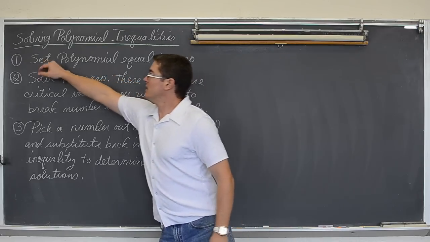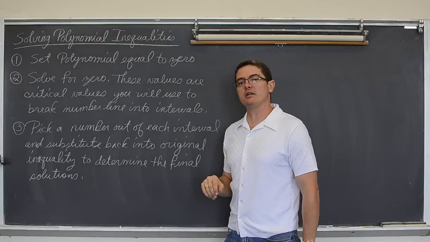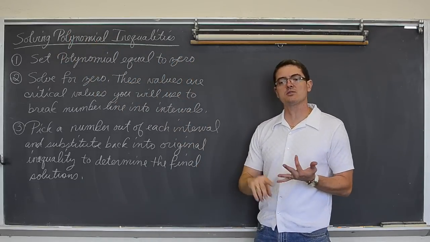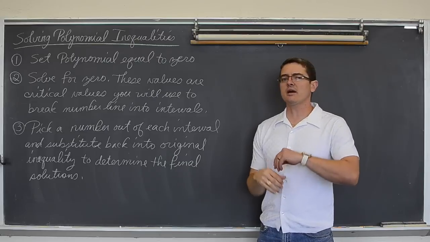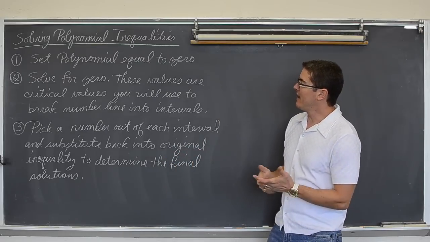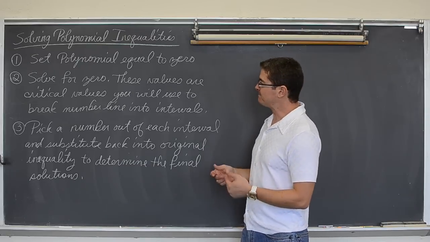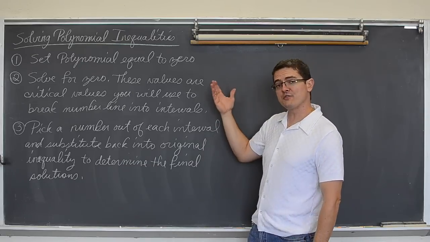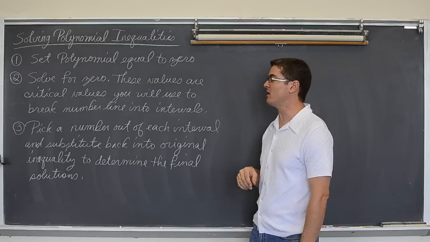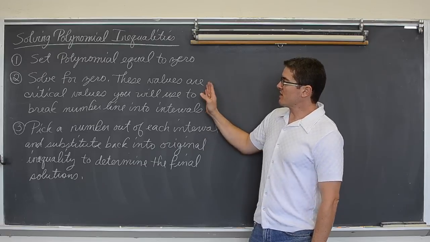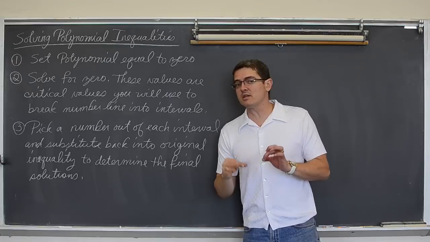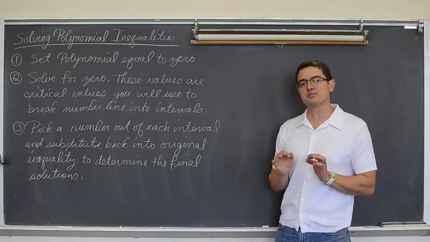So, if you want to solve a polynomial inequality, the first thing you're going to have to do is set the polynomial equal to zero. If you have a squared term and a single degree term, you're not going to just get that variable alone. You've got to get that equation equal to zero and then factor or use the quadratic formula. Or if it's a higher order equation, you might be doing some synthetic division or factoring by grouping. You want to solve it for zero. These values in an equation are your x-intercepts, your real solutions.